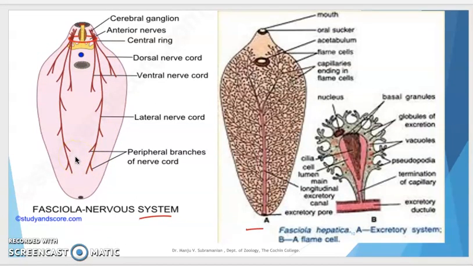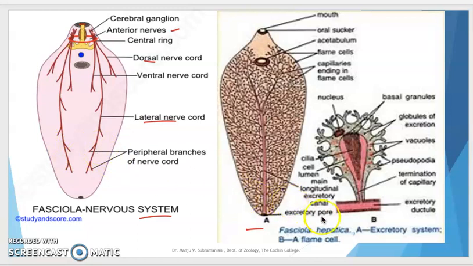So the nervous system of Fasciola hepatica comprises anteriorly the cerebral ganglion and a central ring, and then the anterior nerves, and it runs distally, giving rise to an elongated lateral nerve cord, a dorsal nerve cord which runs on the dorsal side of the organism, and a ventral nerve cord which runs on the ventral side, and there are the peripheral branches of the nerve cord which spread around the periphery of the organism. So this is a very simple nervous system seen in Fasciola hepatica.